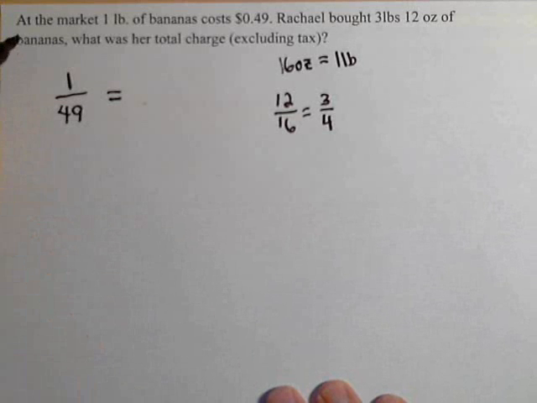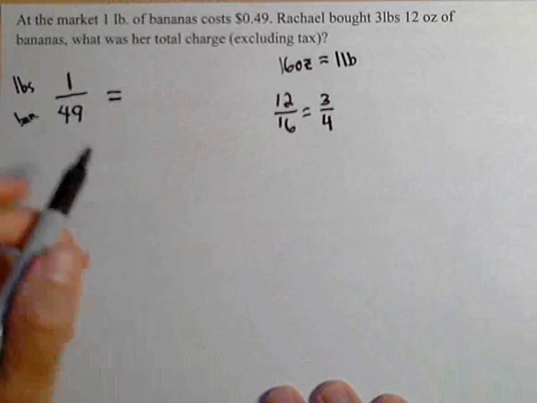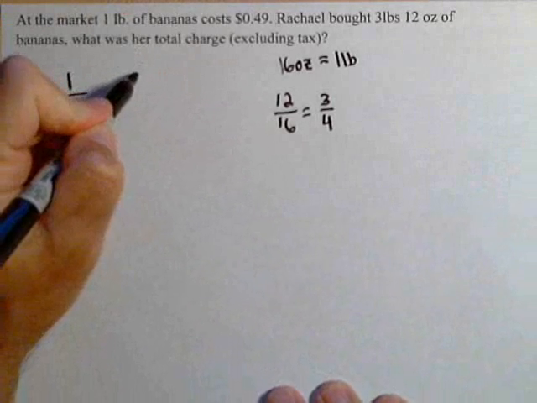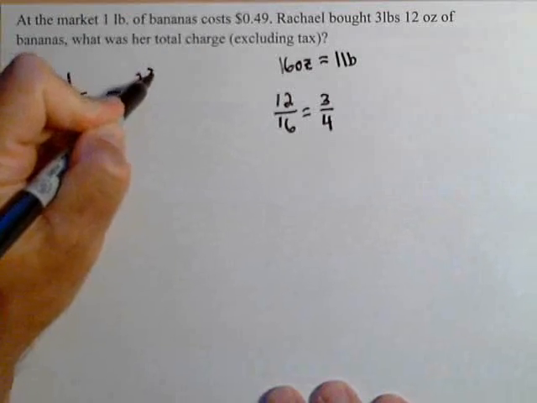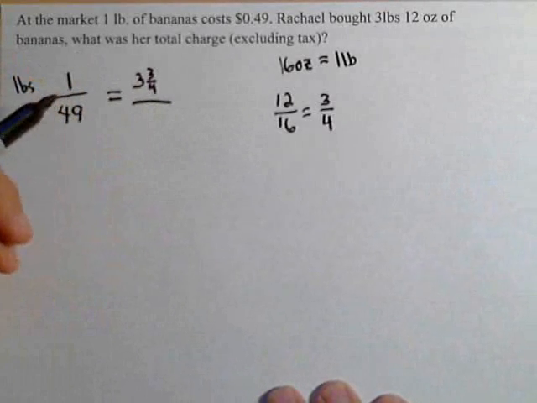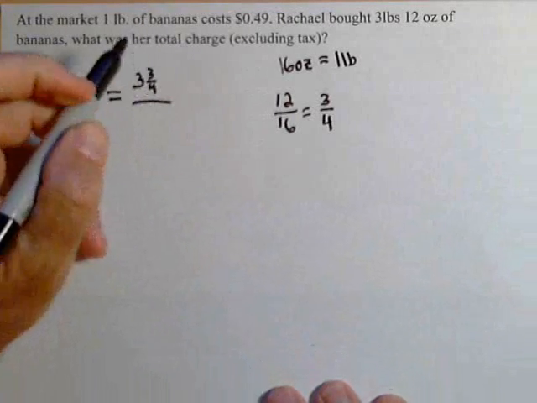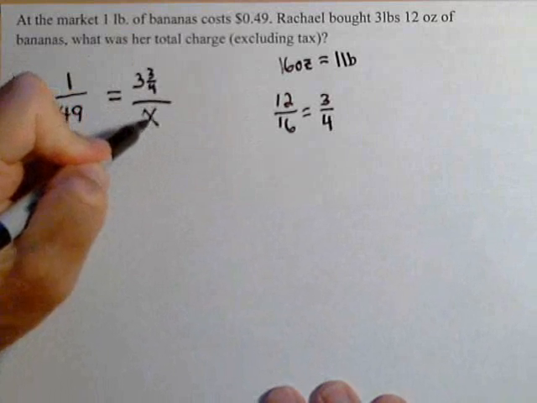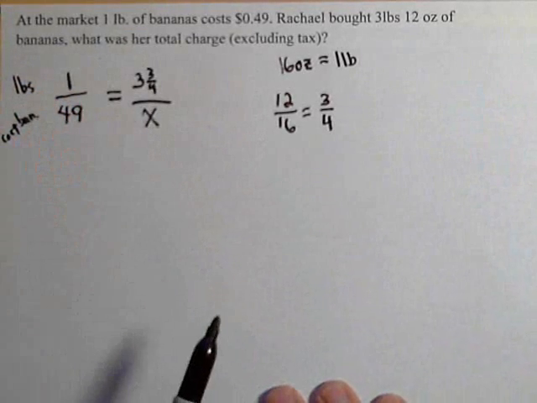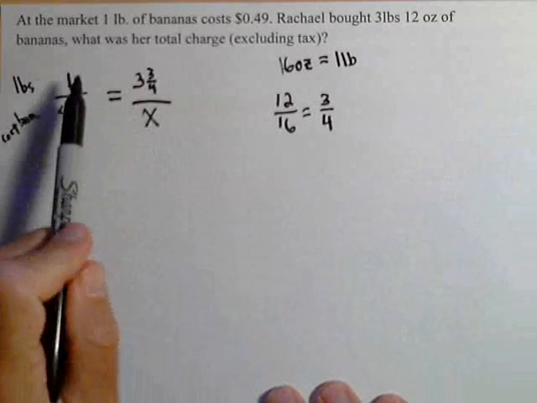Now if we look at how we're setting up the proportion, we did pounds on top and cost of bananas on bottom. So we need to keep our other ratio that way. This one on top will be 3 3/4 pounds, and the cost will be on bottom. So maybe we should write cost of bananas, and that's what we're looking for, so we'll call that X. Here's our proportion.